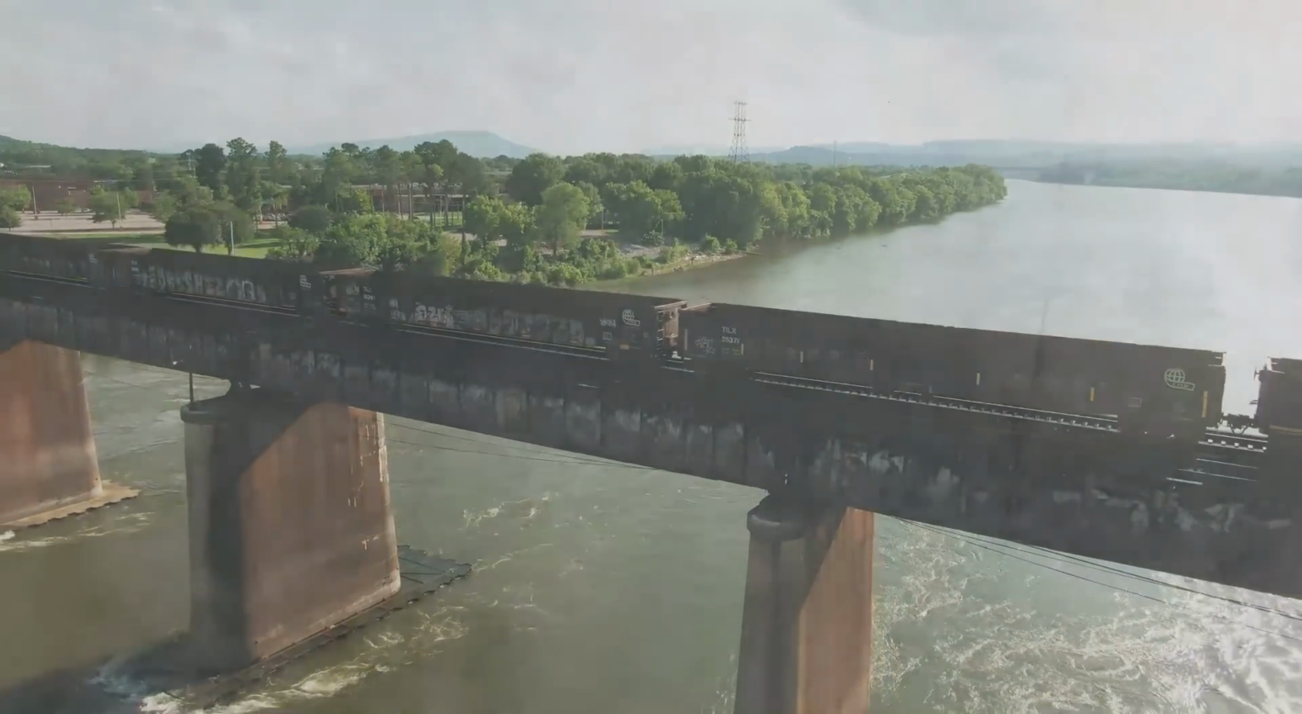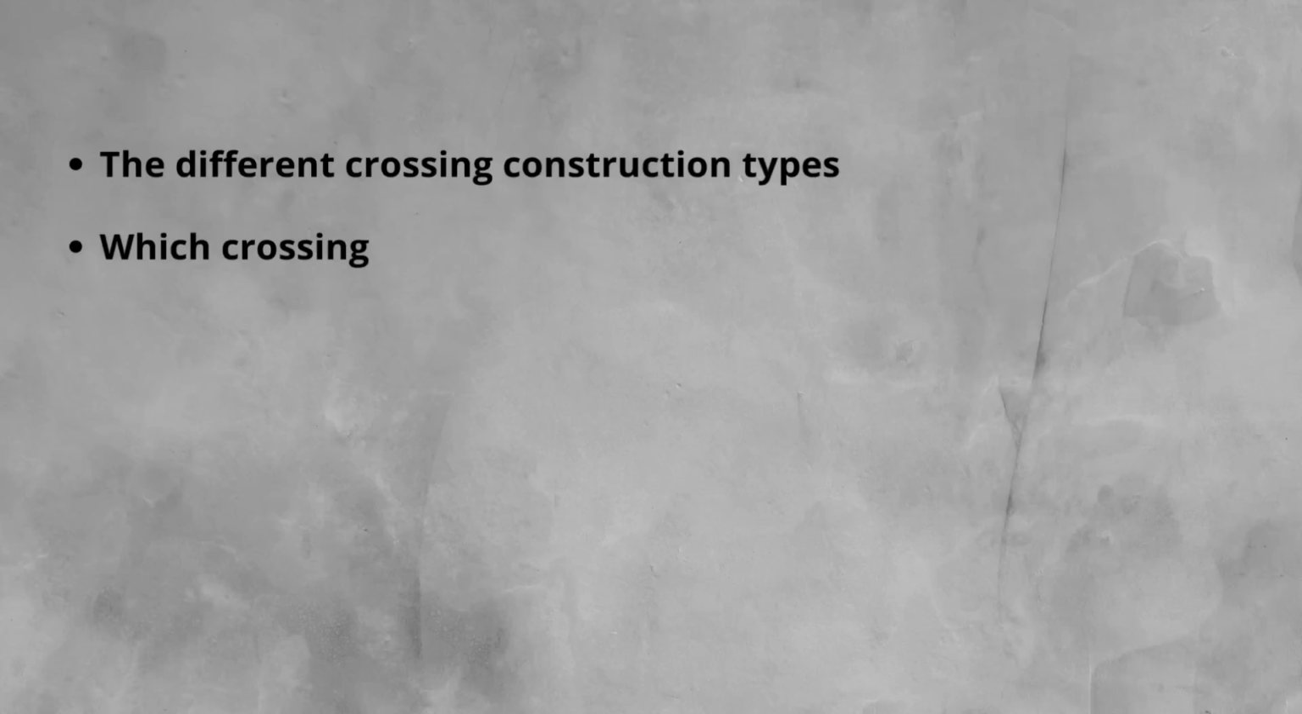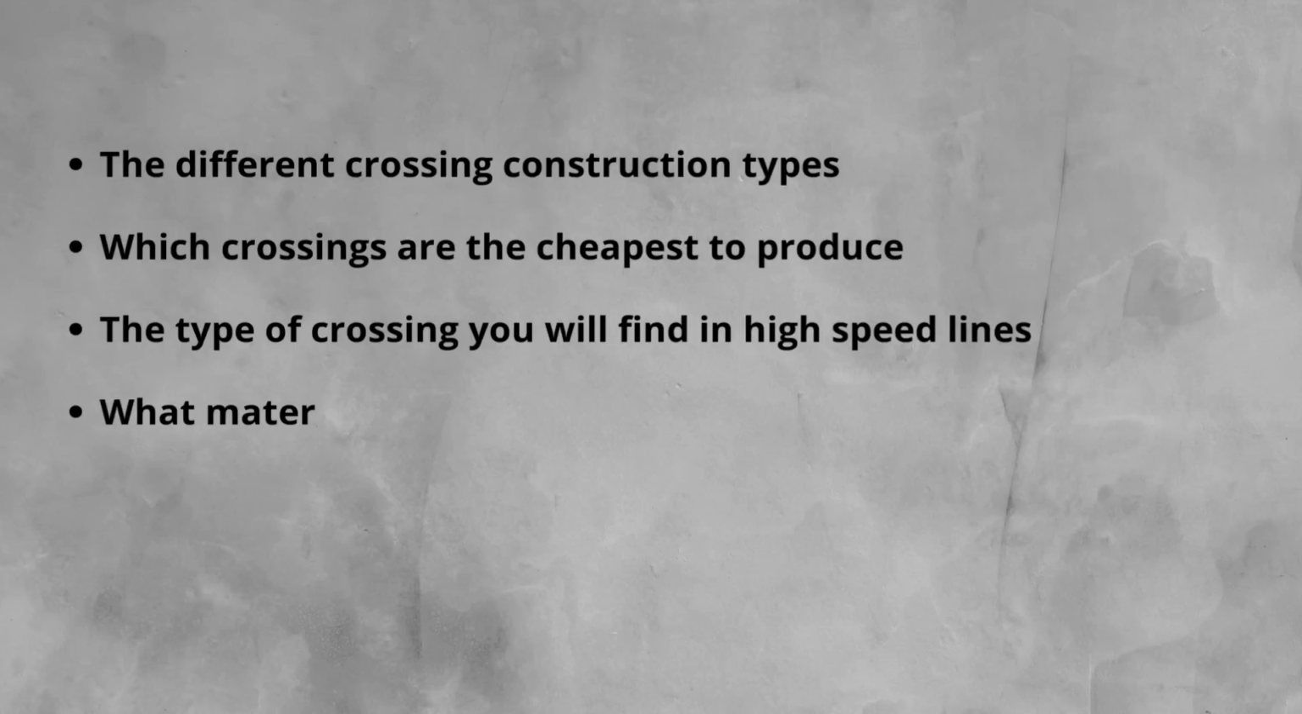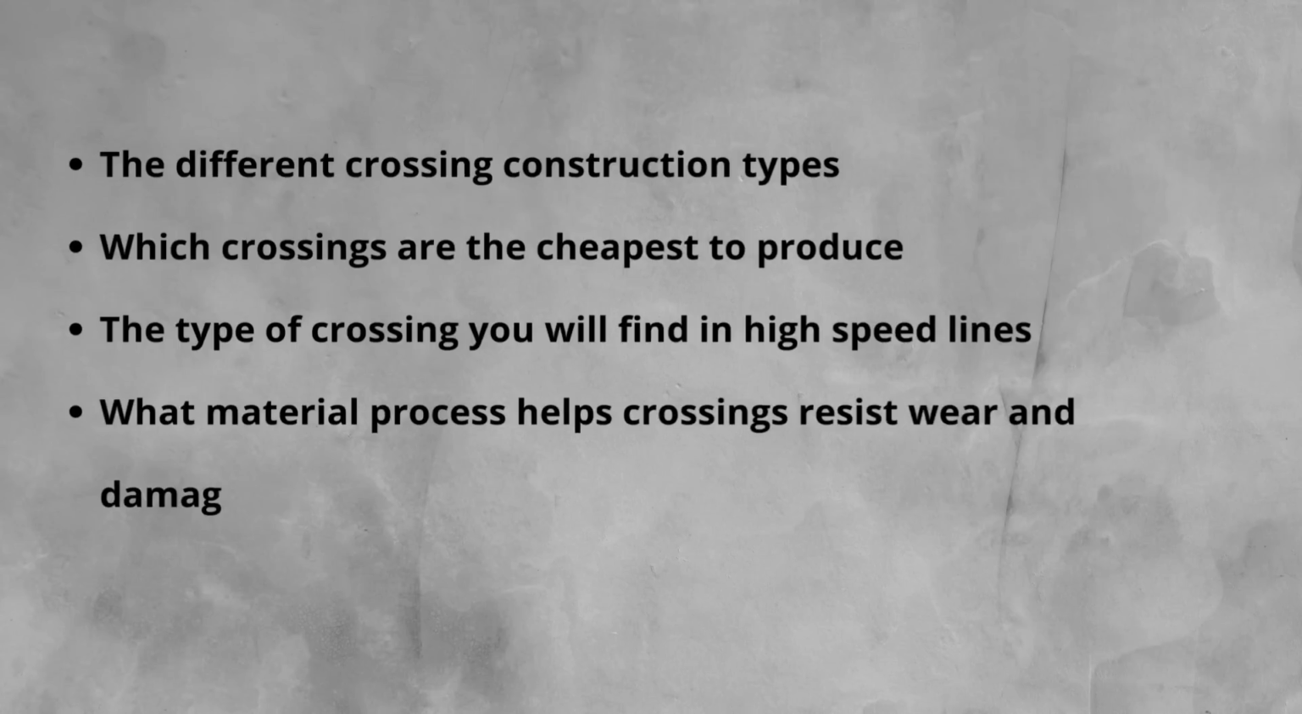In this video, we'll explore the various ways that railway crossings can be constructed. From the cheapest options to the type commonly used in high-speed lines, you'll learn about the different construction types available. We'll also delve into the material processes that make crossings more resistant to wear and damage. So sit back, relax, and join us as we guide you through the world of railway crossing construction.